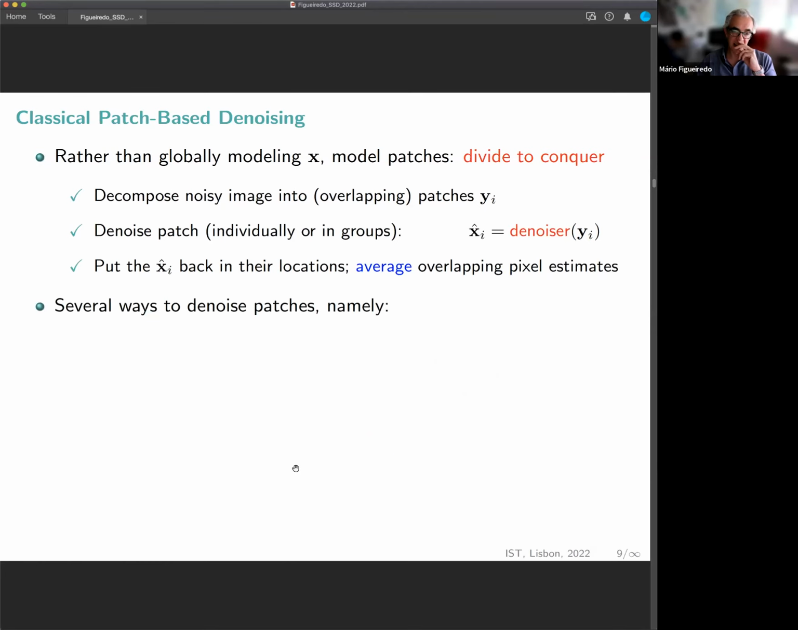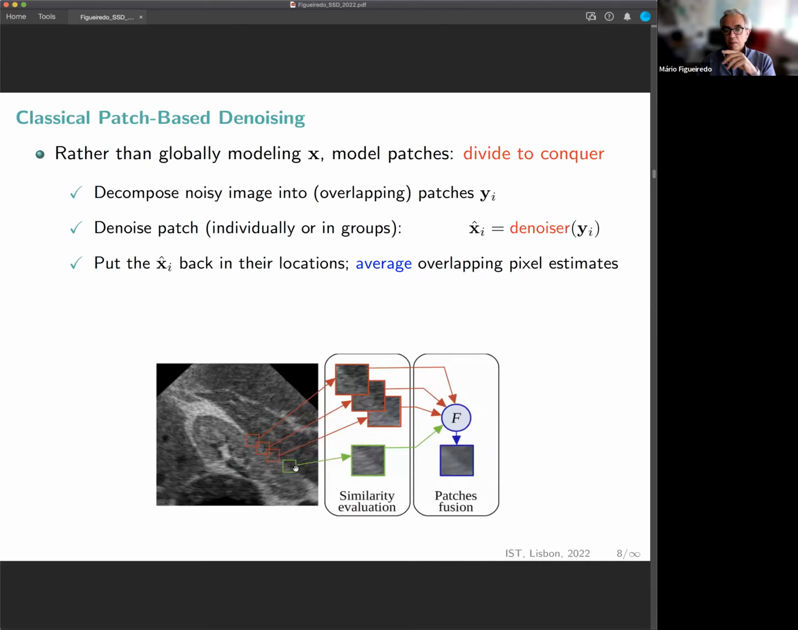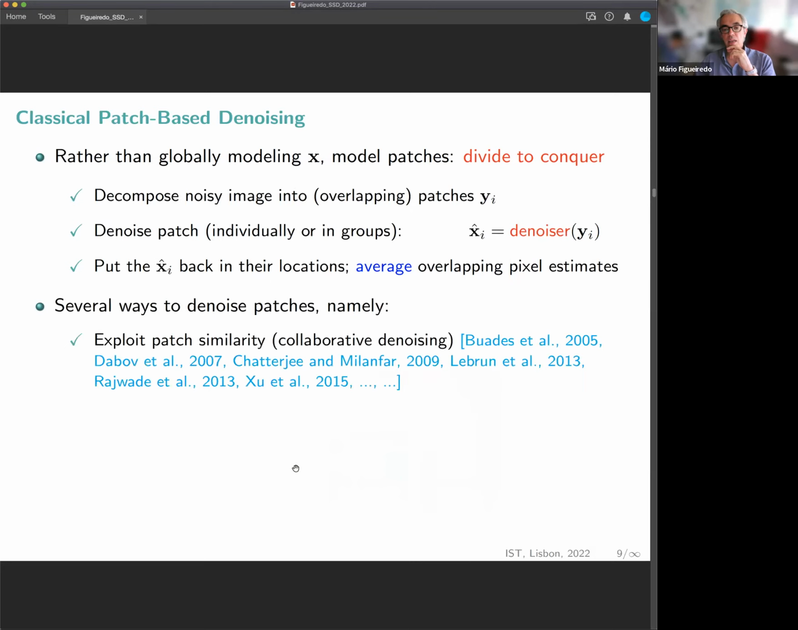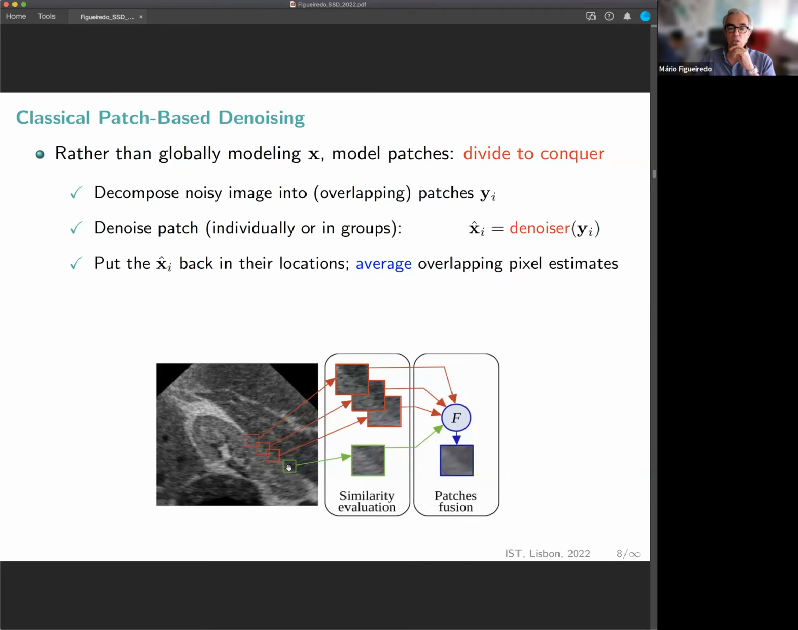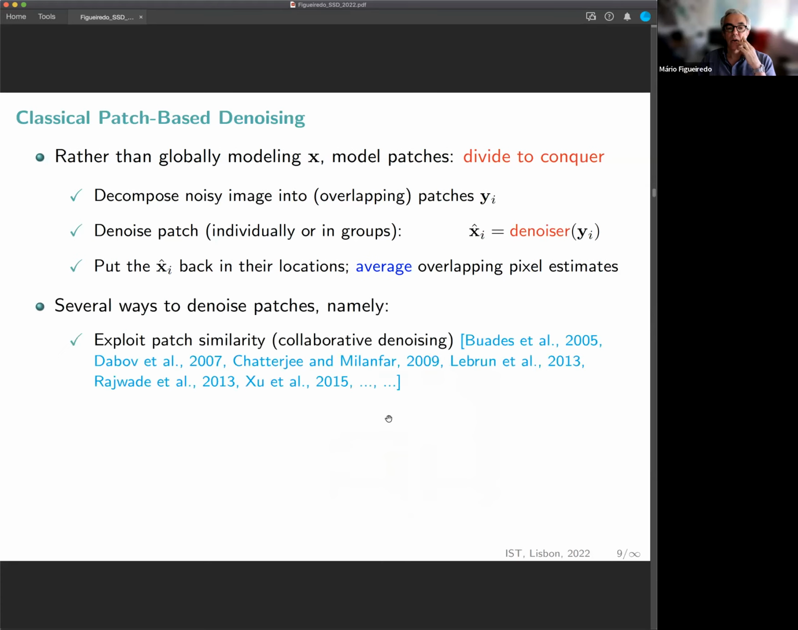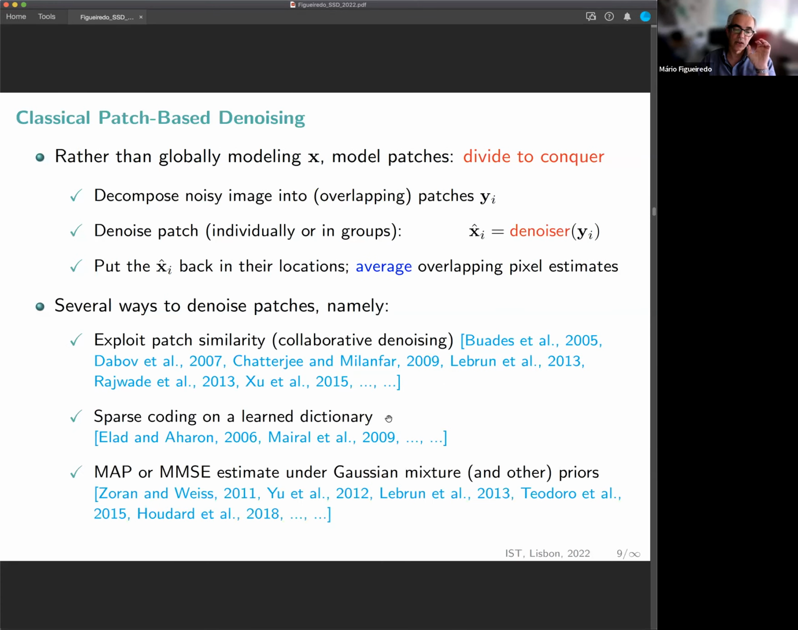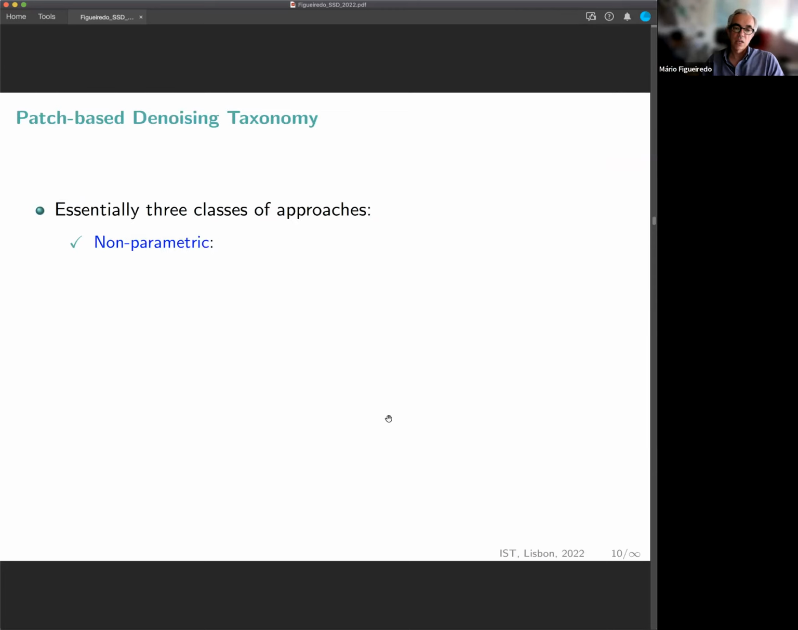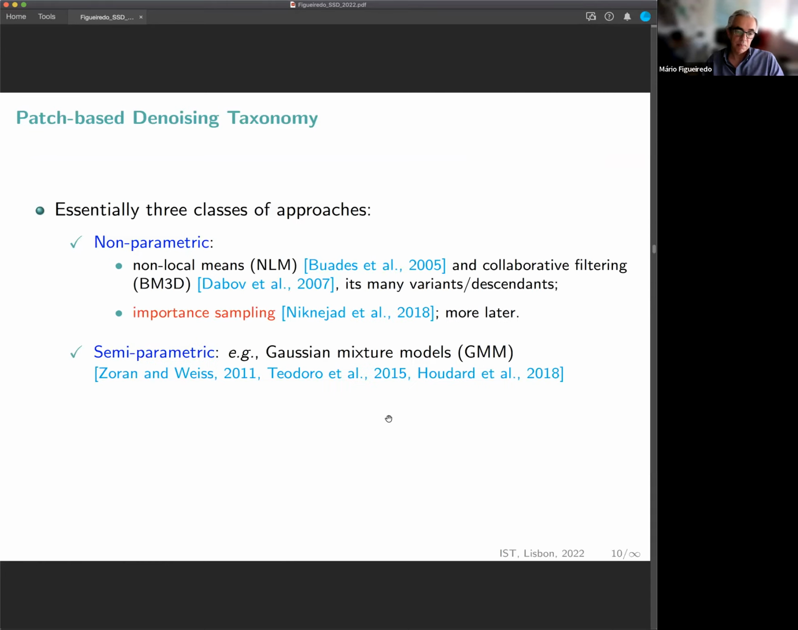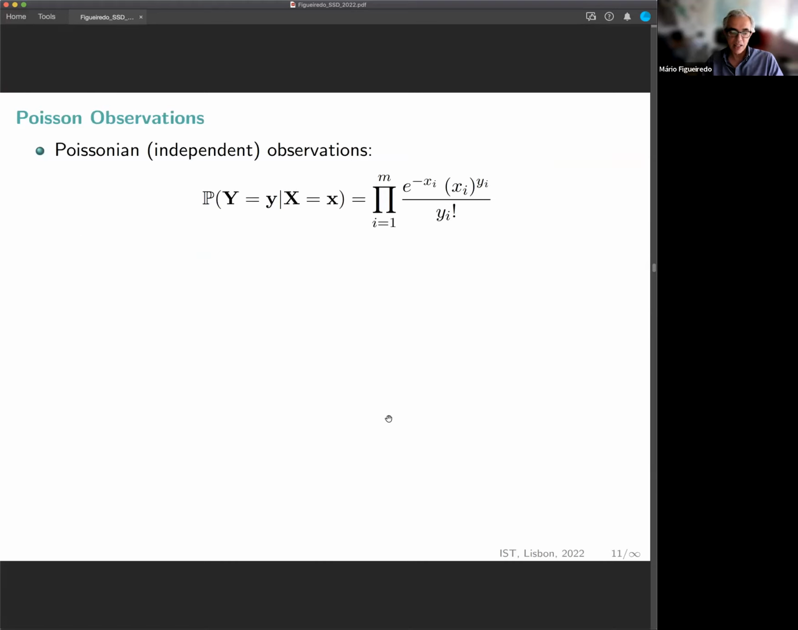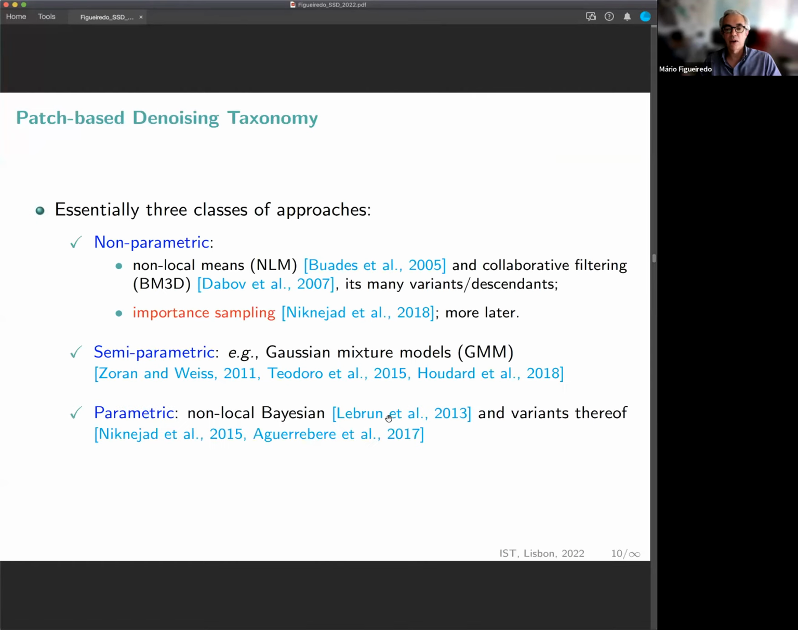I won't go into the details, but there are many, many ways to denoise patches. Implicit in this picture is that you exploit patch similarity. When you want to denoise a patch, you look for patches that are similar enough, and then you average them, or do something a bit cleverer than that. You can do sparse coding, you can do different types of minimum mean squared error estimation using some priors. You can do many different things, with a huge variety of methods. You can do it non-parametrically, semi-parametrically, or parametrically. It's not very important, but when I'm talking to denoising experts, they like to see their names there.